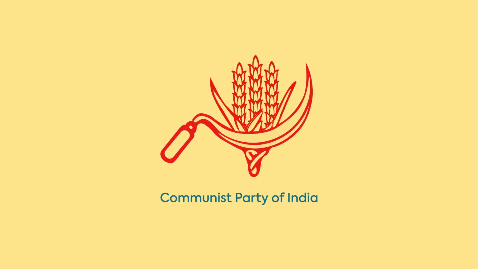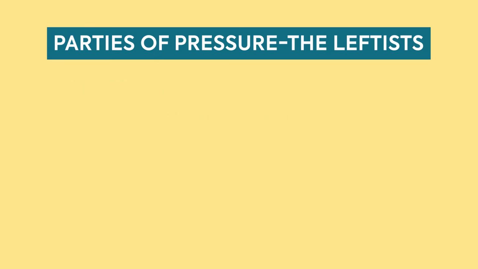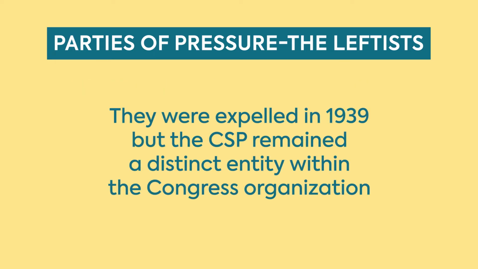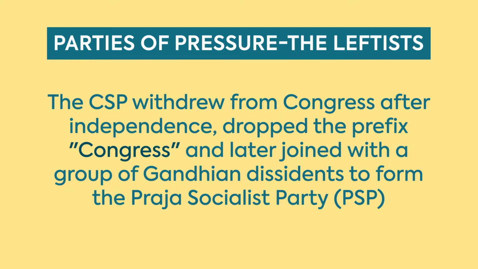The Communist Party of India, CPI, which was founded in the 1920s, adopted before independence a strategy of united front with the Congress Party and its members. And they entered the Congress Socialist Party in the hope of capturing the nationalist movement from within. However, they were expelled in 1939, but the Congress Socialist Party remained a distinct entity within the Congress organization. The CSP withdrew from the Congress after independence, dropped the prefix Congress, and later on joined a group of Gandhian dissidents to form the Praja Socialist Party, or PSP as it was popularly called.